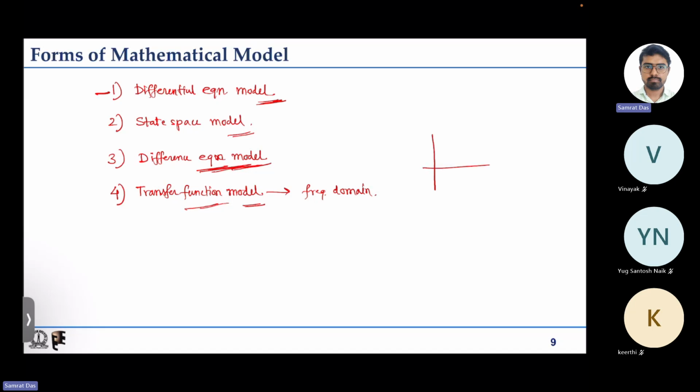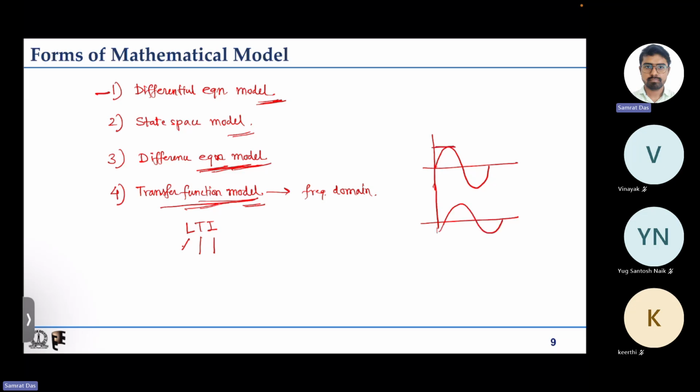So suppose input, so the transfer function model is only valid for LTI systems. We will discuss in detail what we mean by that. LTI, L stands for linear time invariant. So for a system which is linear time invariant, if your input is a sinusoid, then your output also has to be a sinusoid. But input and output can have some magnitude difference, and also they can have some phase difference. So say this is input and output can be something like this.